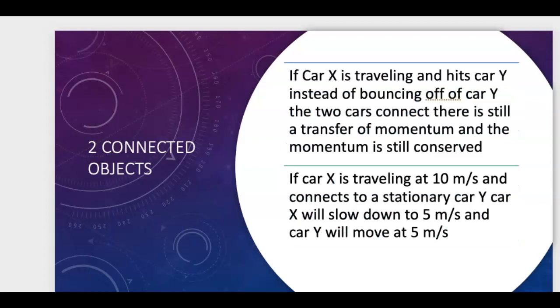Now the third one is when the two connect and share the total momentum. They use this in railroad track areas to connect the train cars to get them down the track. So if car X is traveling and hits car Y, instead of bouncing off of car Y, the two cars will connect. That's a transfer of momentum, and the momentum is still conserved. So if one starts at 10 meters per second and connects to a stationary car, instead of transferring all of it to the second car, car X slows down, car Y starts to move, and they're traveling at 5 meters per second each.